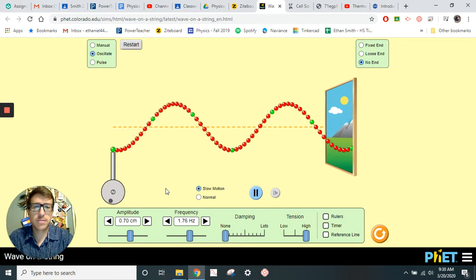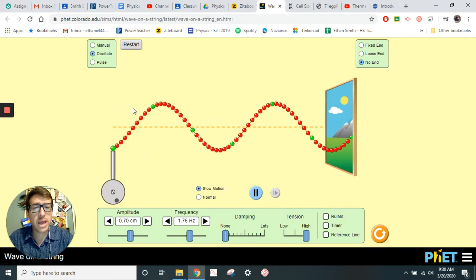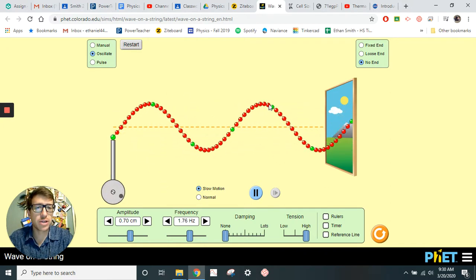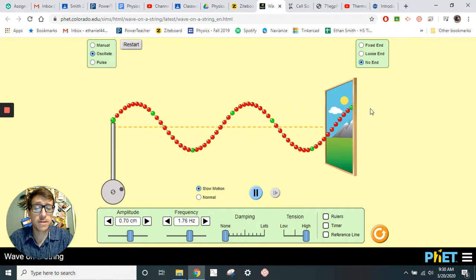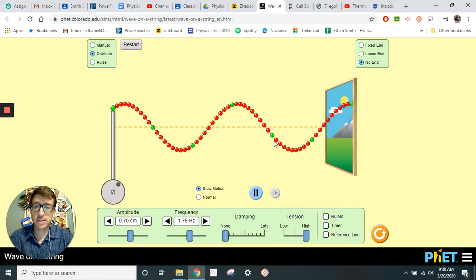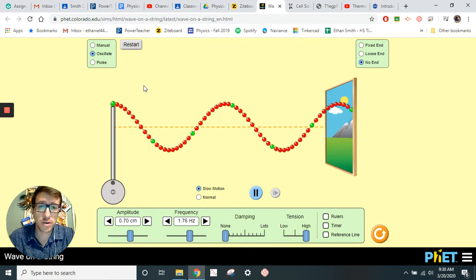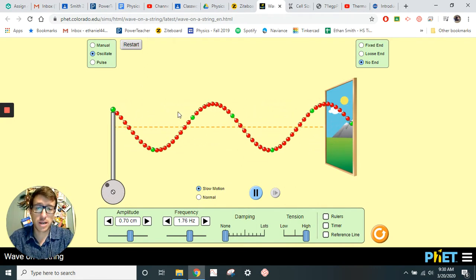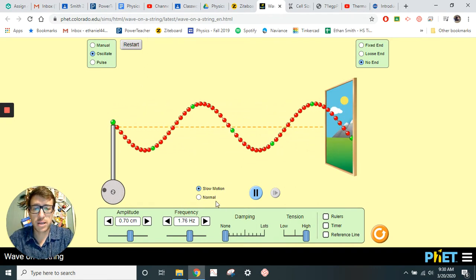So the medium itself is just going up and down, but the wave actually travels. And this wave travels at a set speed that's determined by the medium. The speed of light is approximately 300 million meters per second through a vacuum.